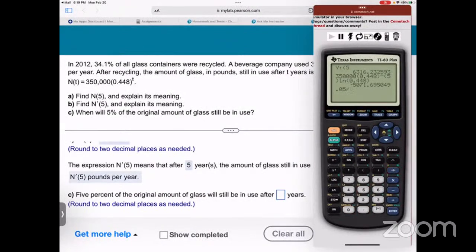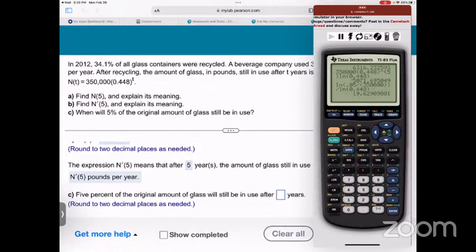I'm just trying to wrap it up so that I can check on my students. Log, okay. And we need to close off that log, okay. And then the final step is divide by, no, wait a minute. Yeah. Divide by the log of 0.448. I probably should write that out. Let me divide by the log of 0.448, okay? And then 5% of the glass will still be in use after, to 2 decimal places, almost 20 years. 19.63 years. That's a reasonable answer, 19.63 years.